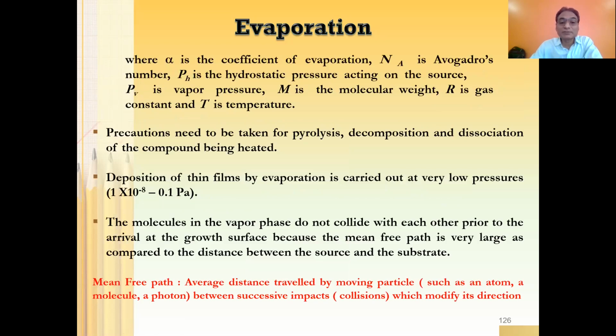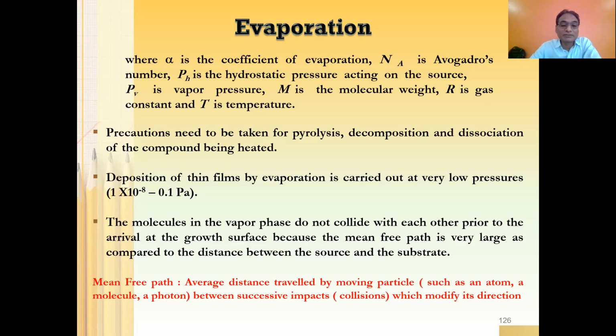The precaution that needs to be taken is for pyrolysis, decomposition, and the dissociation of the compound. Because here we don't want a pyrolysis reaction to take place. We don't want decomposition of the material taking place, and we don't want dissociation to be taking place, right? As a result, the temperature needs to be optimized in such a way that it will be away from these three particular phenomena.